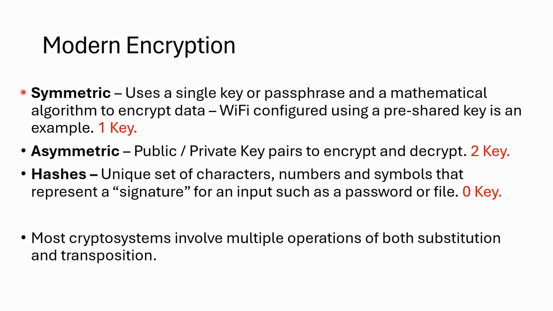So starting with symmetric, symmetric encryption uses a single key or passphrase and a mathematical algorithm to encrypt data. Your Wi-Fi configured using a pre-shared key is an example of this. So you see it has one key. Asymmetric uses public-private key pairs to encrypt and decrypt. So you see two keys. And hashing is a unique set of characters, numbers, and symbols that represent a signature for an input, such as a password or file. And that's debatably zero keys. And we'll go over hashing in more detail as well, because that deserves its own explanation.